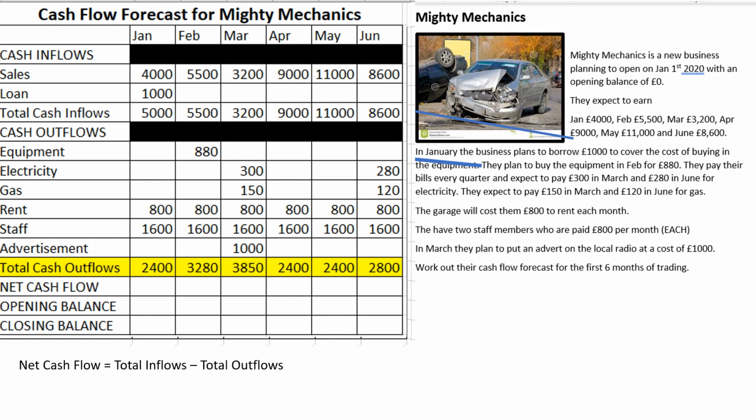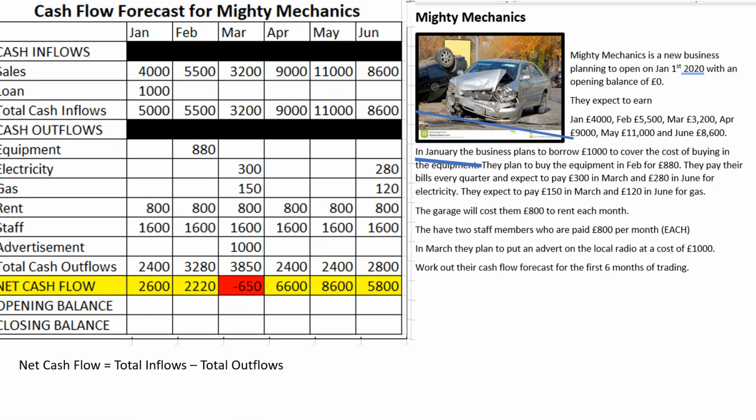So first of all, we need to work out what the net cash flow is. To do that, we work out how much money we've got as our total inflow. So in January, that's £5,000. And then we take away our total outflows, and in January, that's 2,400. So our net cash flow is 5,000 minus 2,400. So that is 2,600. And you can see that in March, their inflows were 3,200 and their outflows were 3,850. So they spent £650 more than they had in March.